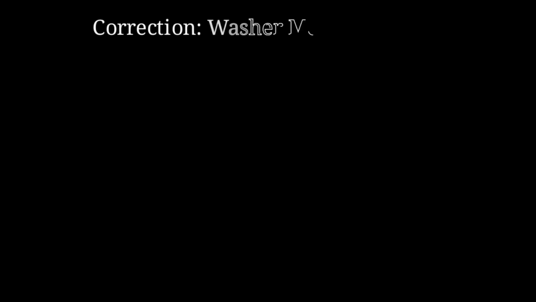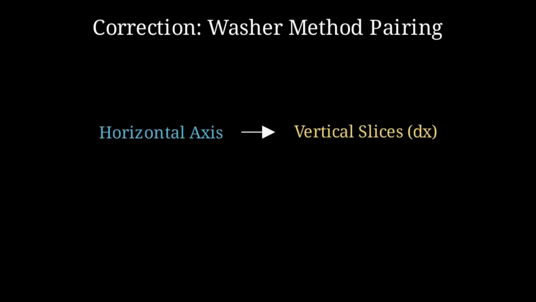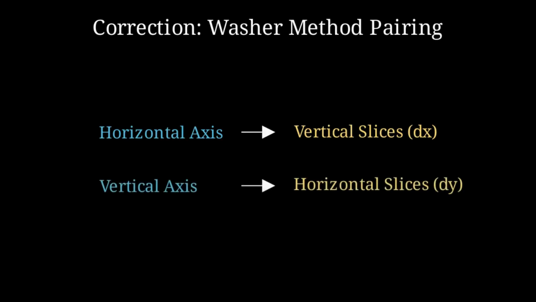To use the washer method on a horizontal axis like y equals -1, we must use vertical slices, which means integrating with respect to x. This ensures our slices are perpendicular to the axis of rotation, creating the characteristic washer shape.